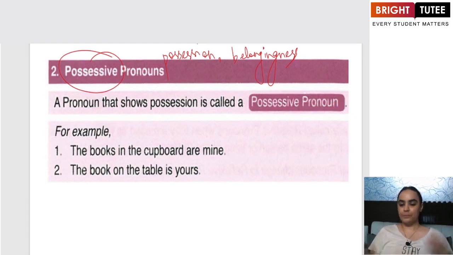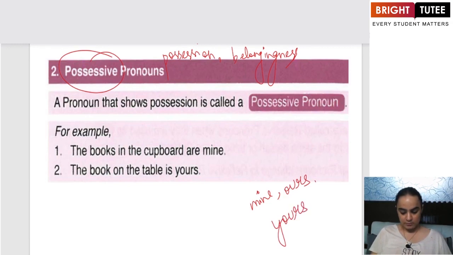For example, this book is mine. What is the pronoun which is telling us that this book belongs to me? The pronoun mine. This house is ours. What is the word that shows that the house belongs to us? Ours. Is this pen yours? What is the pronoun that tells whether the pen belongs to you? Yours. Is this geometry box hers? So hers is the possessive pronoun.